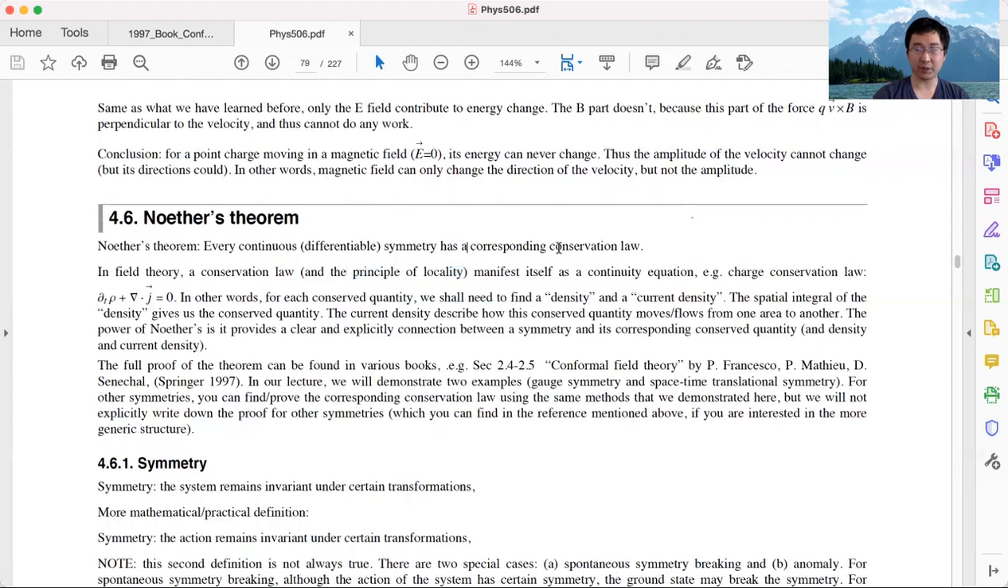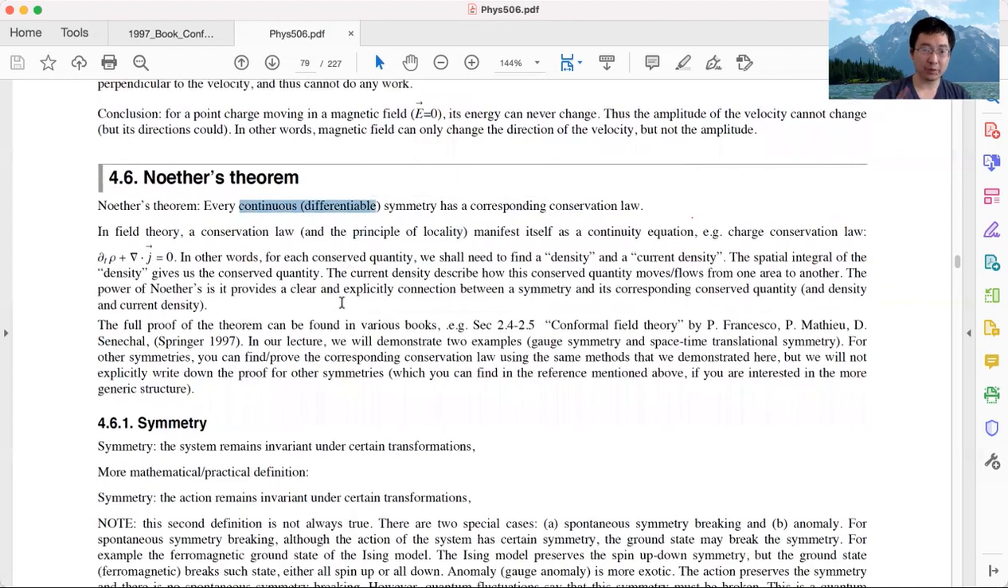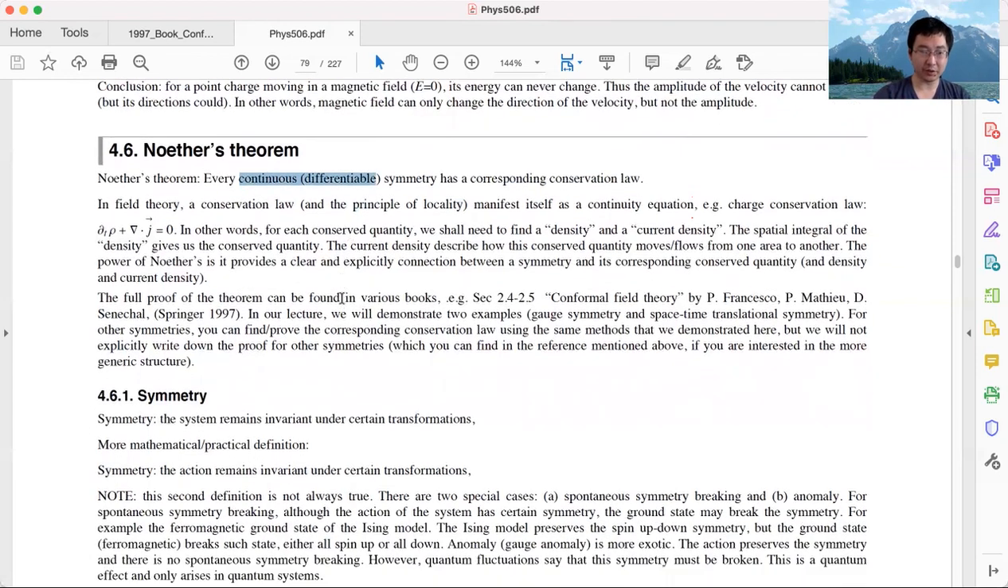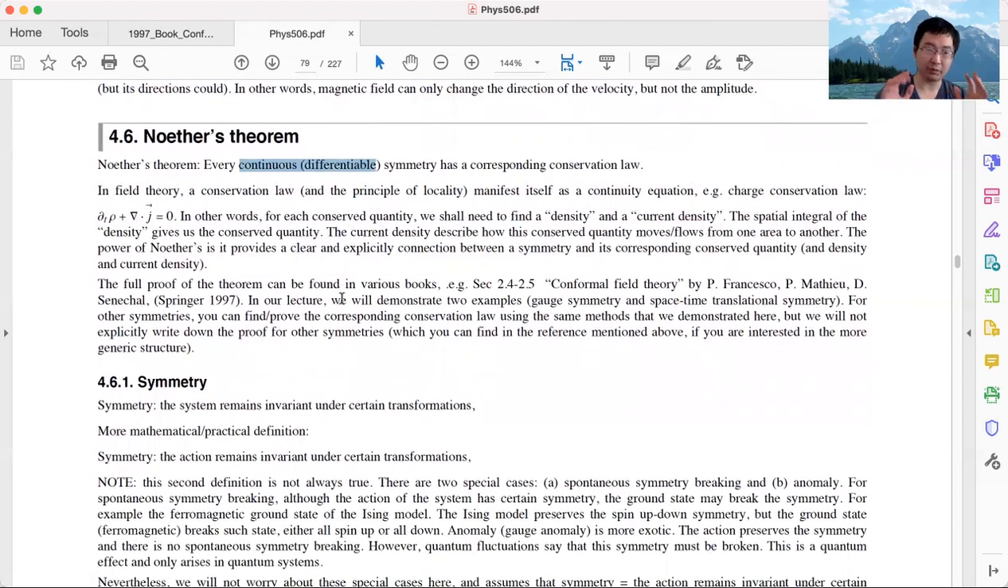Okay, so the second part here, for field theory or for continuum systems, Noether theorem, the conservation law here means we can write down a continuity equation. Okay, and the first part of Noether theorem talks about continuous symmetry. So what is a continuous symmetry? Okay. So before we answer that question, let's first look at a broader definition of what is symmetry.